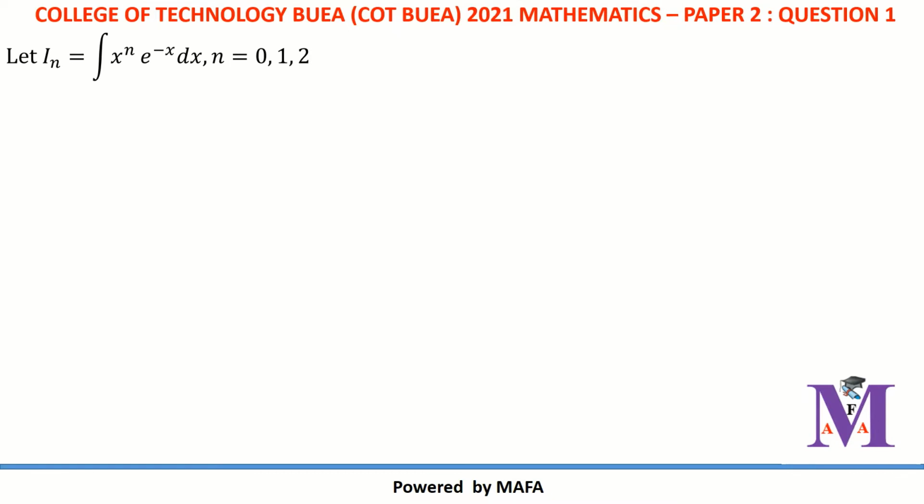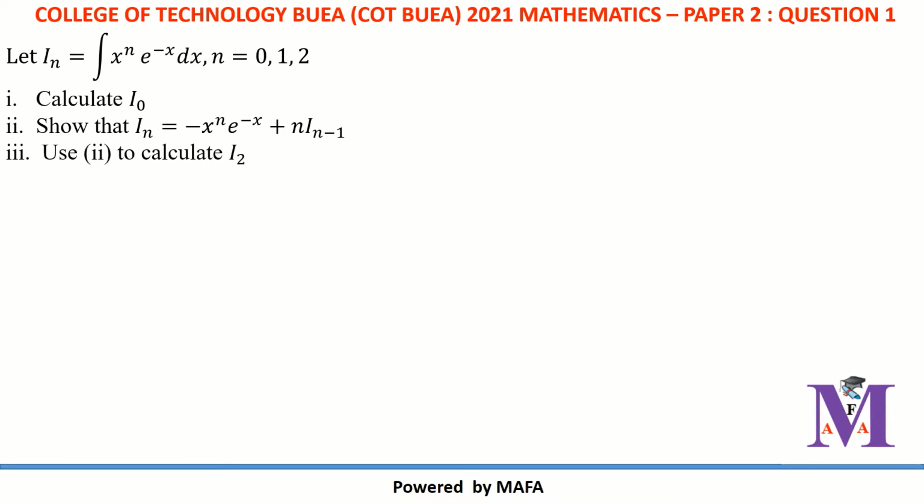The question reads: let I of n be equal to the integral of x to the n times e to the negative x dx, where n is a natural number, that's 0, 1 and 2. Roman 1, calculate I0. Roman 2, show that I of n is equal to negative x to the n e to the negative x plus n times I of n minus 1. Roman 3, use Roman 2 to calculate I of 2. And Roman 4, use Roman 2 to show that the integral from 0 to infinity of x to the n e to the negative x dx is equal to n factorial.